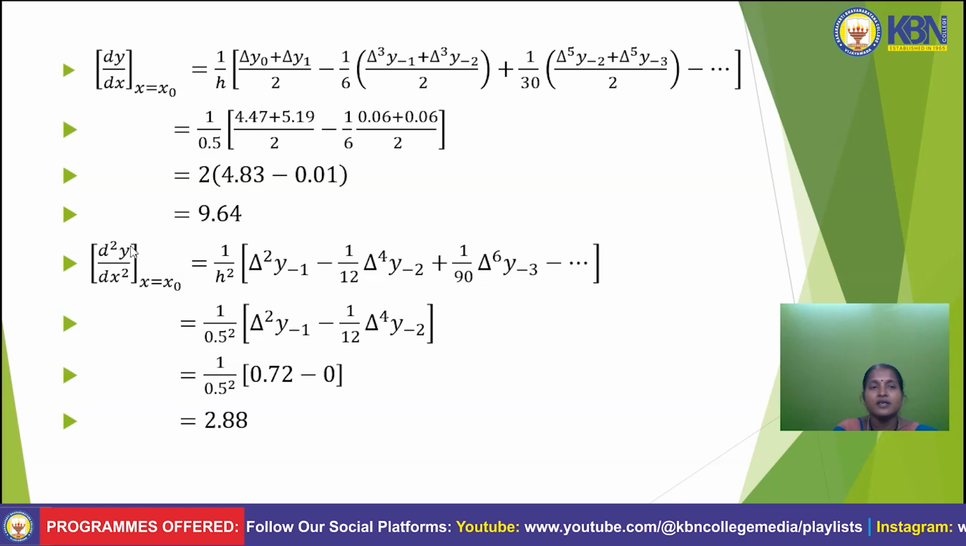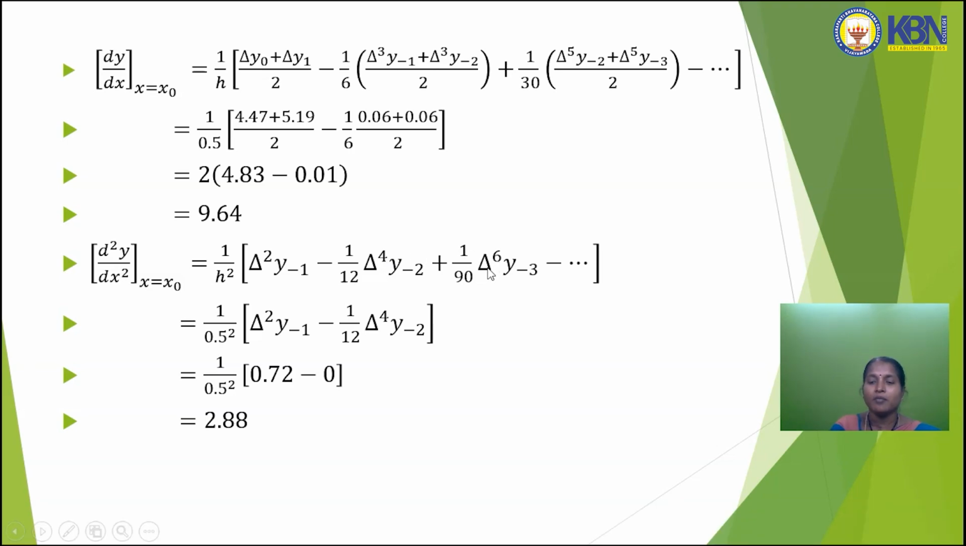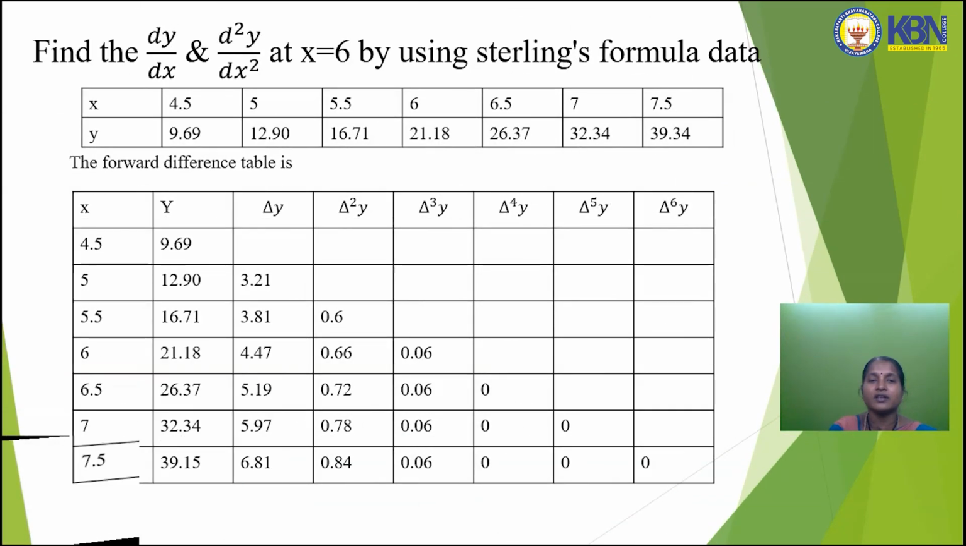Now you can write the second derivative, d square y by dx square at x is equal to x naught. The formula goes to 1 by h square times delta square y minus 1, minus 1 by 12 delta power 4 y minus 2, plus 1 by 90 delta power 6 y minus 3 and so on. Here there is delta square, delta power 4, delta power 6. But in the given problem, in the table, delta power 6 is 0, and delta power 4 is also 0. We are getting delta square only.